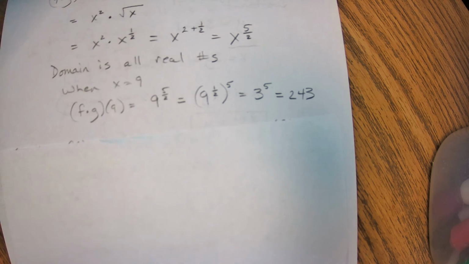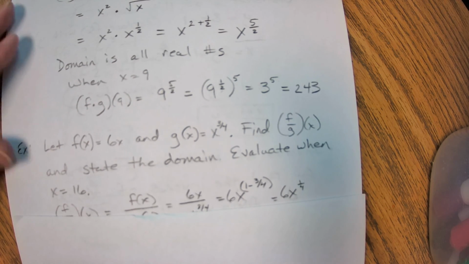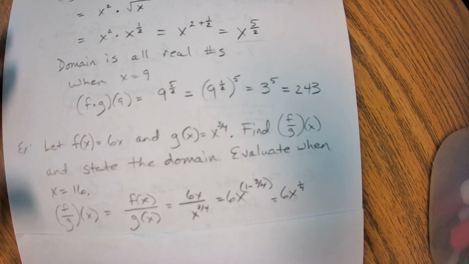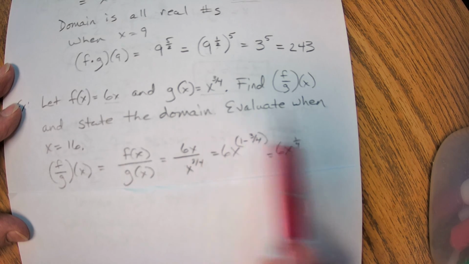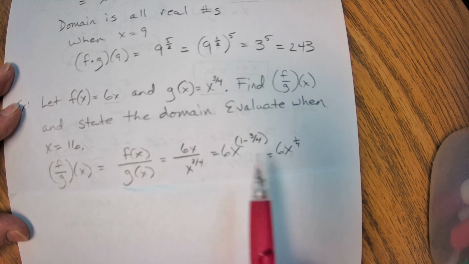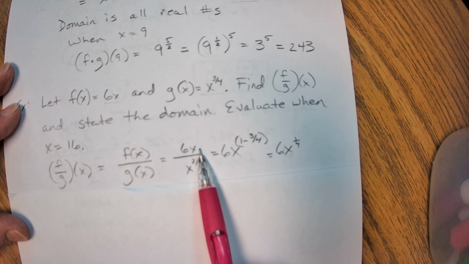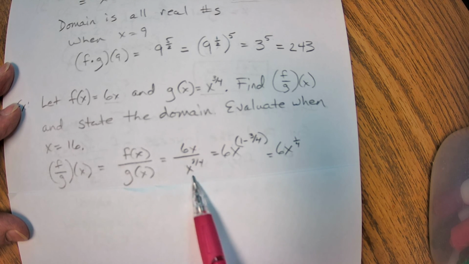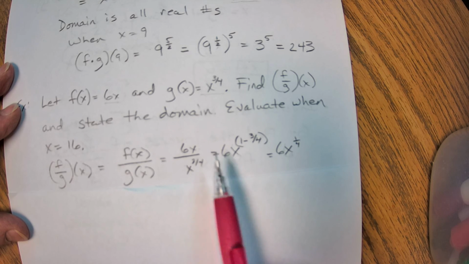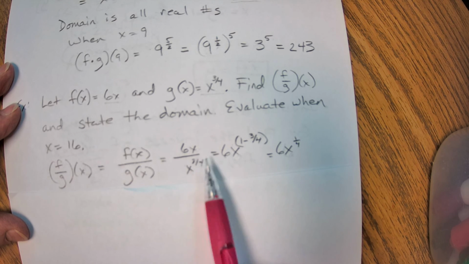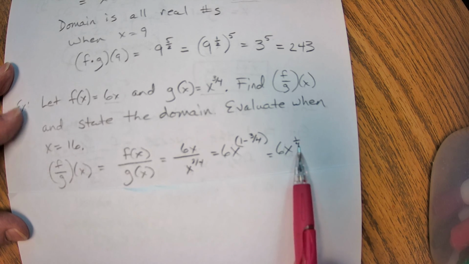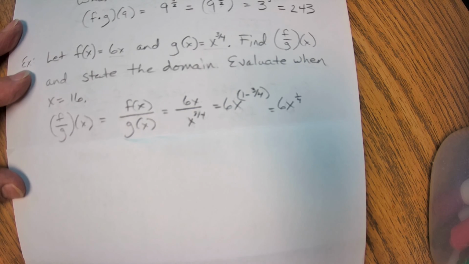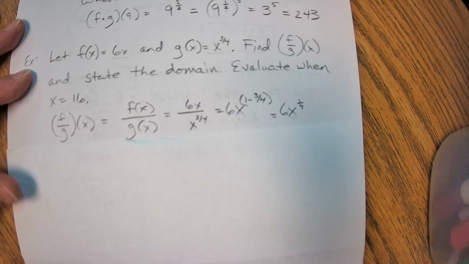And then the last example in this set would be dividing. We're just going to divide these two functions. 6x over x to the 3/4. Remember, when you're dividing same bases, you subtract the bottom exponent from the top. 1 minus 3/4 is 1/4. So the answer would be 6x to the 1/4.